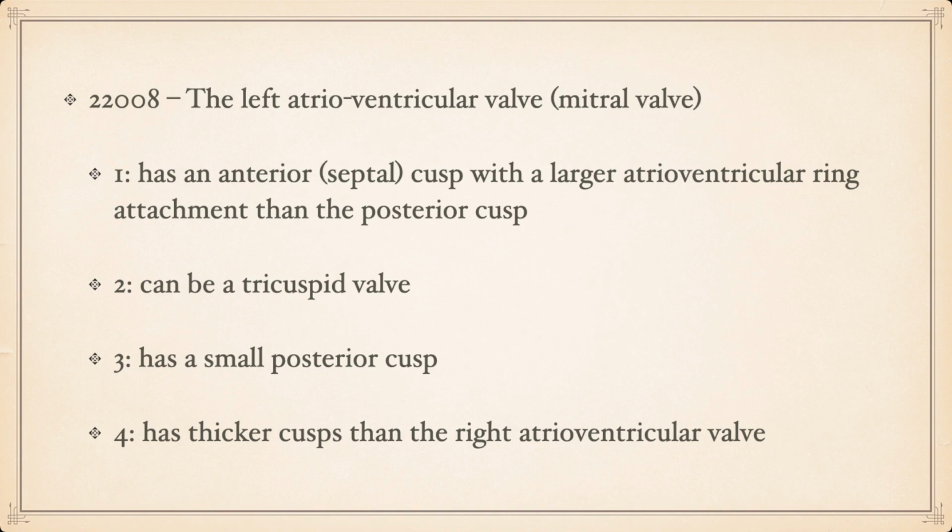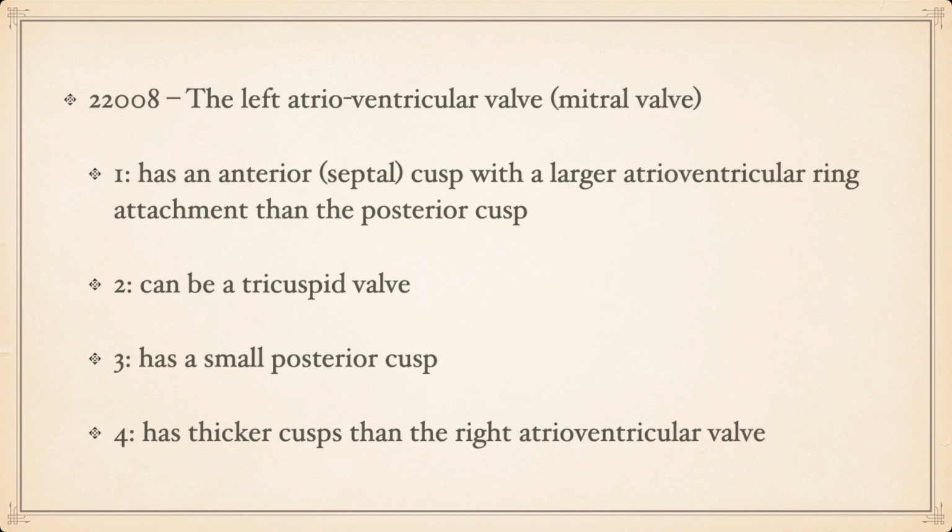The first one is false. We didn't really talk too much about the finer points of the size of the cusps of the mitral valve, but the anterior mitral leaflet only occupies 1/3 of the annulus, although it occupies about 2/3 of the valve area, so that is incorrect. 2, can be a tricuspid valve. Well, that is true. You can have cleft leaflets, and you also can have variations in the number of cusps. Most of the time it is bicuspid, but it can be tricuspid as well.